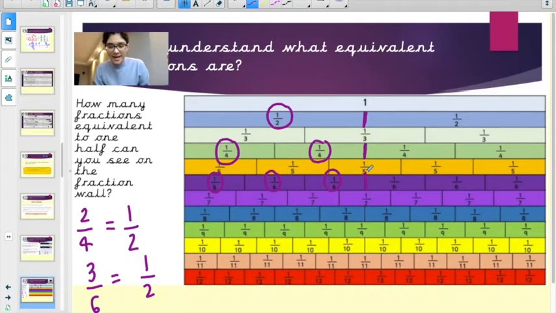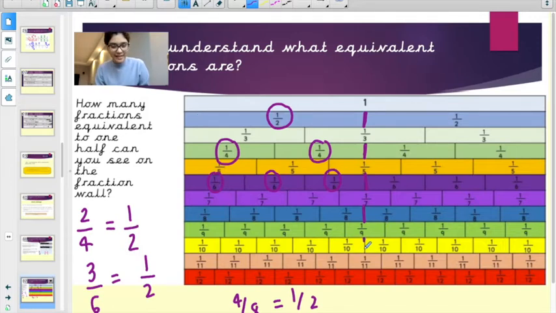Let's keep traveling down. So I was there. Oh, we've got another line. So now what is this fraction? 1/8, 2/8, 3/8, 4/8. So 4/8 is the same as a half because again, 4/8 here is the exact same size as a half here. Can you see any more? I can see 2 more.